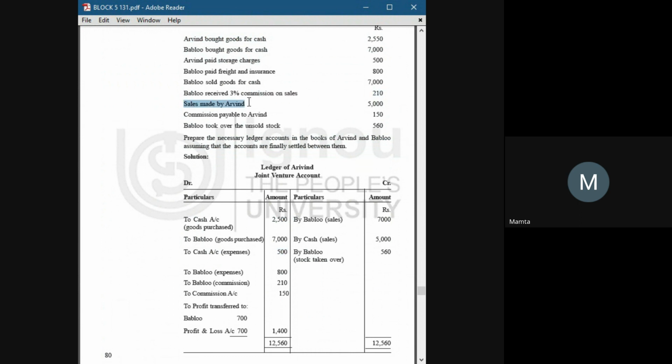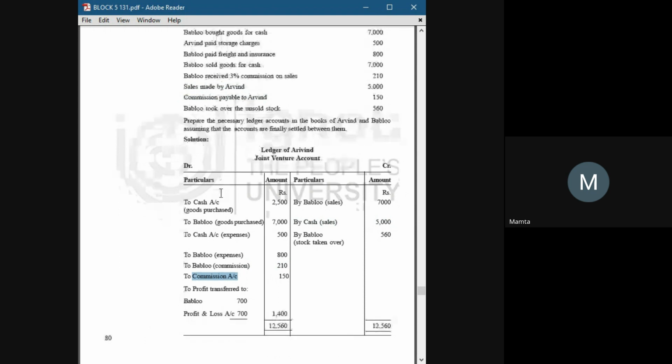Sales made by Arvind are 5,000 rupees. The entry for the same would be cash account debit to joint venture account. And here is the entry for the same. Now, commission payable to Arvind is rupees 150, meaning joint venture account debit to Arvind, or to commission, you can just write commission account, 150.